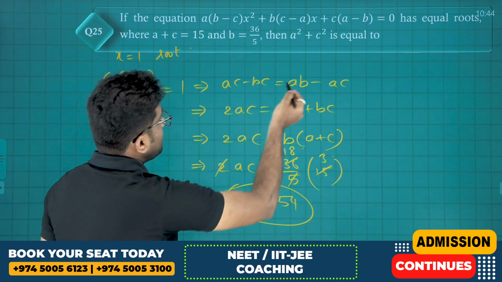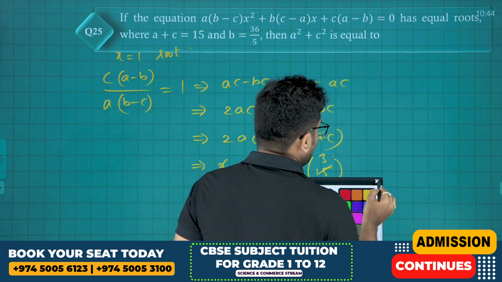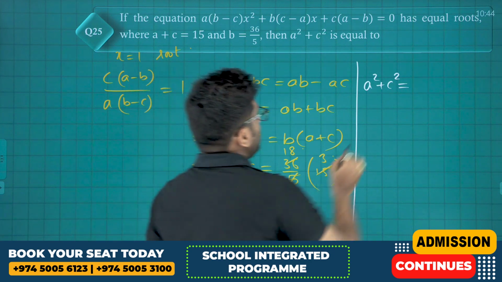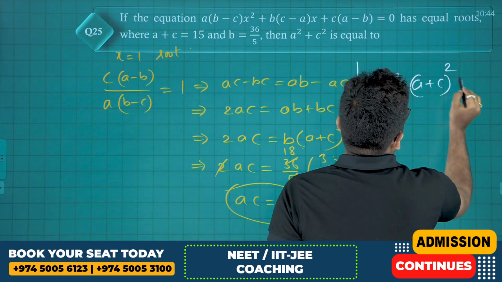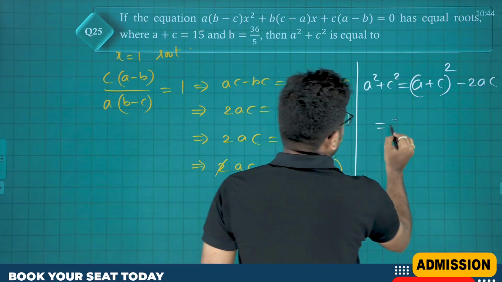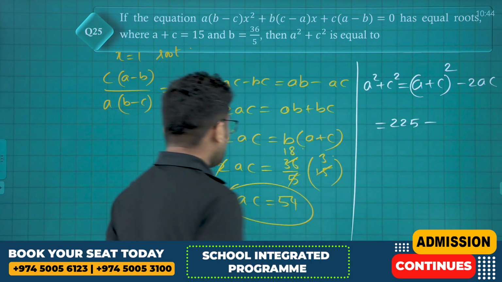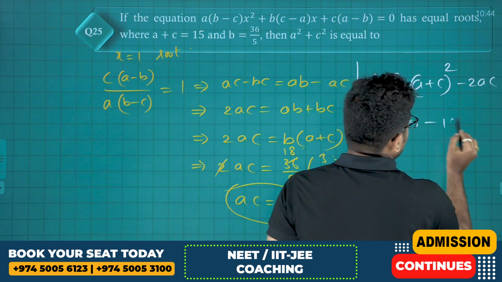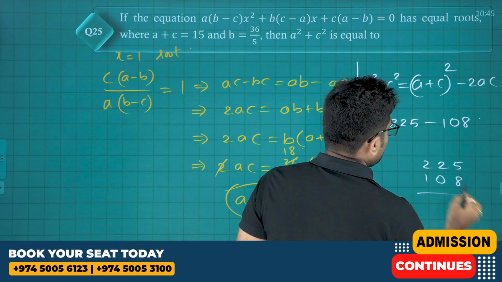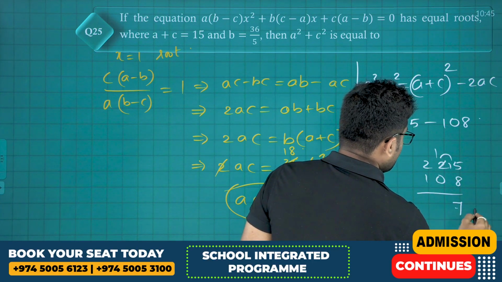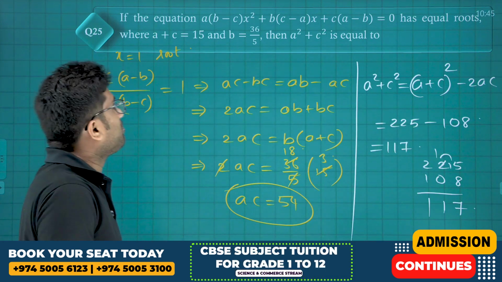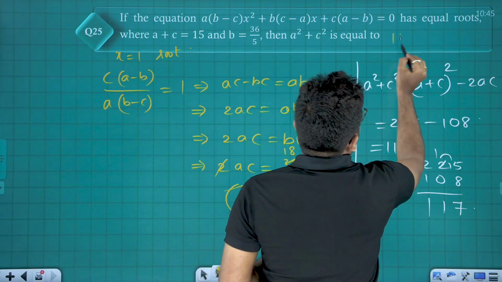Now ac we know, a plus c we know. What is a square plus c square? A square plus c square is just equal to a plus c whole square minus 2ac. So a plus c whole square, a plus c is 15, square is 225, minus 2ac. 54 times 2 is 108. So 225 minus 108 we need. 225 minus 108 is 117. So the answer is 117, friends. See, very simple. The final answer is 117.